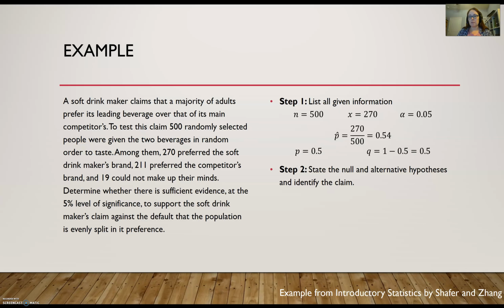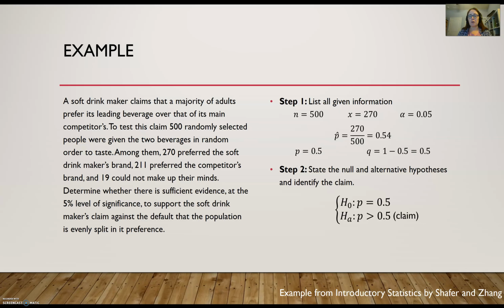The null hypothesis, H naught, is always p equals a value for proportion. And then their claim is that it's actually bigger than 0.5. And so that's going to be my alternative hypothesis: p is greater than 0.5. And that is my claim. So I'm just going to give myself a little note there that this is in fact the claim, and that's going to help me in that last step to determine whether we are supporting that claim or failing to support or rejecting, that kind of thing.